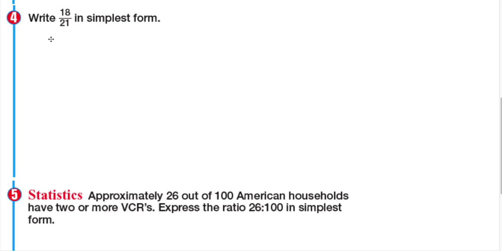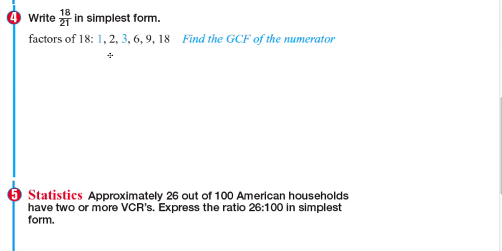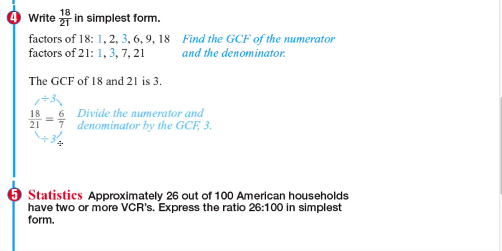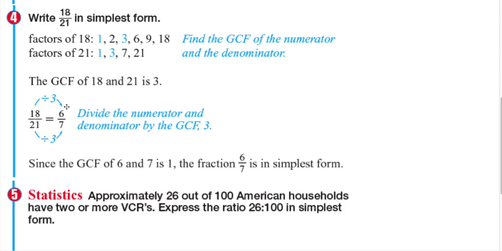Okay, so the factors of 18 are 1, 2, 3, 6, 9, and 18. Factors of 21 are 1, 3, 7, and 21. We want to find the GCF of the numerator and denominator. In this case, the GCF is 3. So we simply divide 18 and 21 by 3. We end up with 6 over 7. Since the GCF of 6 and 7 is 1, the fraction 6/7 is in simplest form.